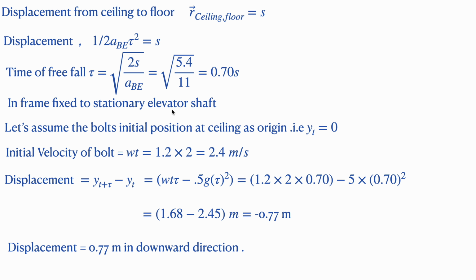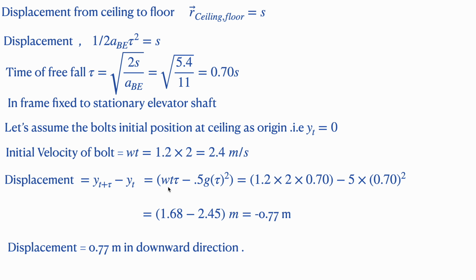In frame fixed to elevator shaft, which is assumed as a stationary frame, let's assume the bolt's initial position at ceiling as origin, y at t equals 0. Initial velocity of bolt will be w t, which equals 1.2 multiplied by 2 equals 2.4 meter per second. The displacement of the bolt during this motion will be y(t plus tau) minus y(t). So we have assumed y(t) as 0, so the displacement will be equal to y(t plus tau).